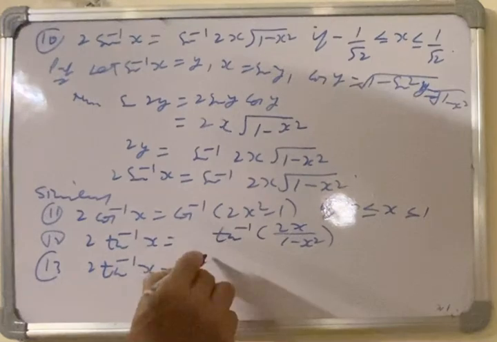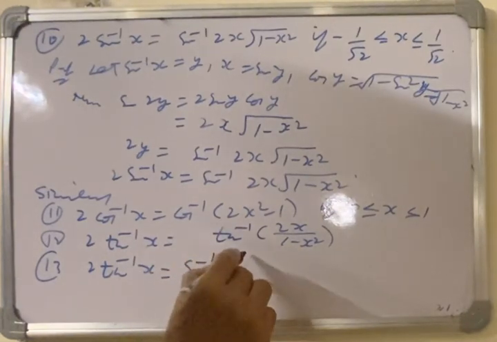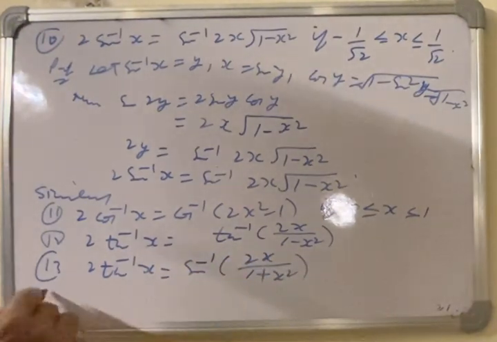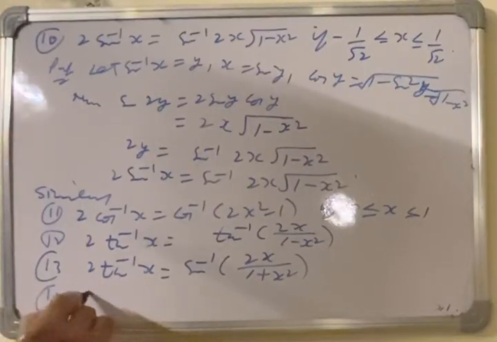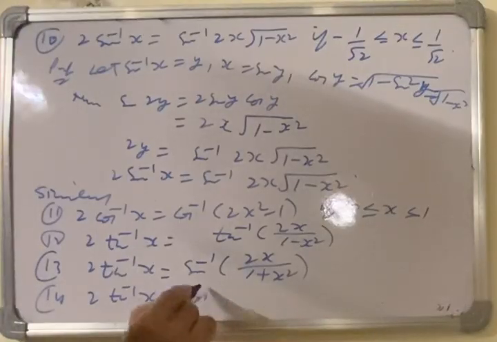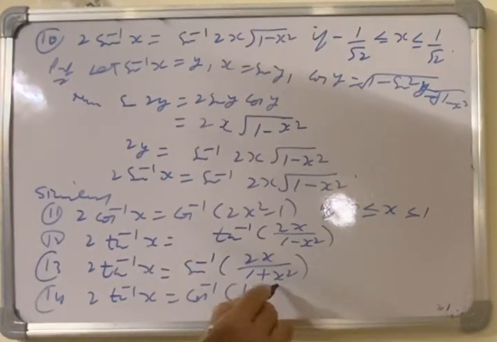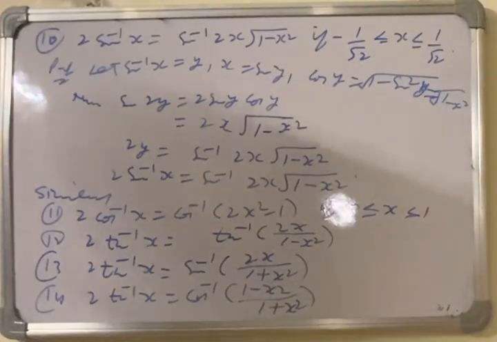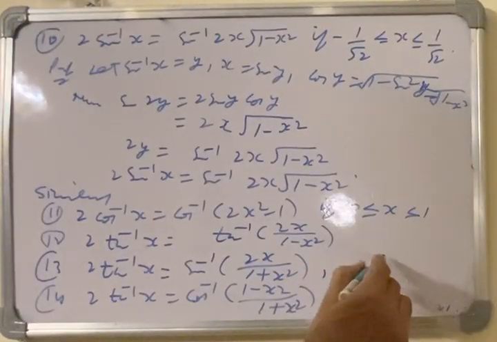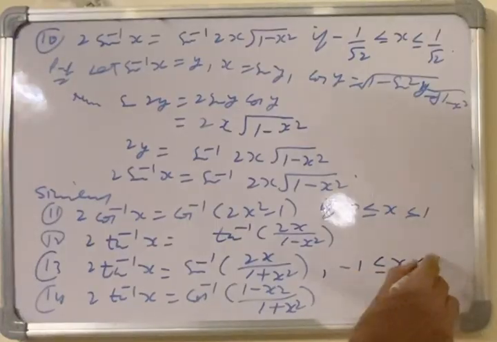This is sine inverse 2x over 1 plus x squared. Similarly, we have 14th: 2 tan inverse x is cos inverse 1 minus x squared over 1 plus x squared. Here it is minus 1 less than equal to x less than equal to 1.